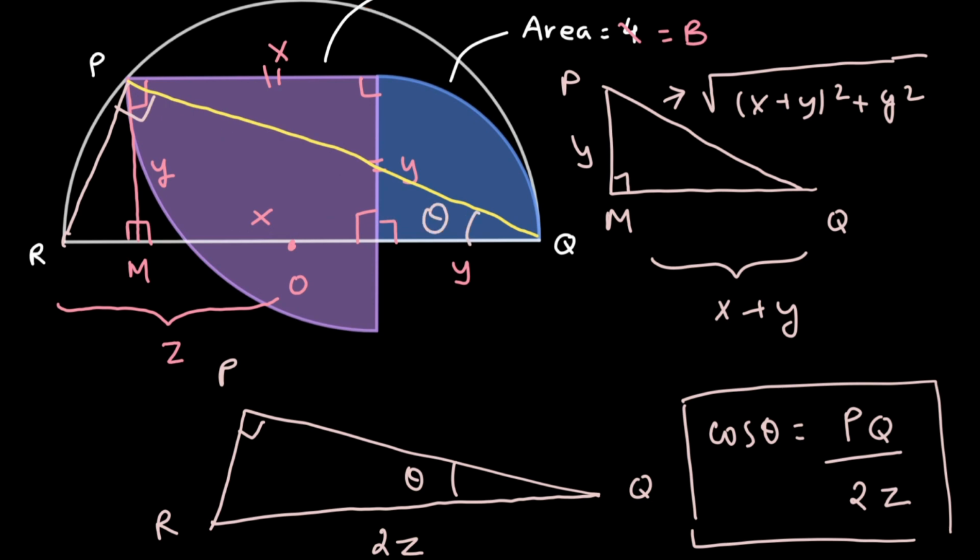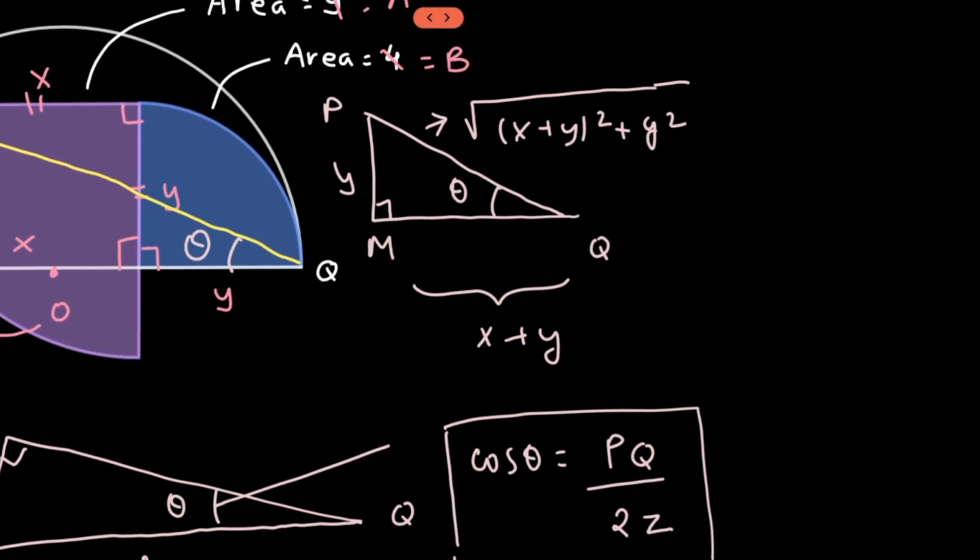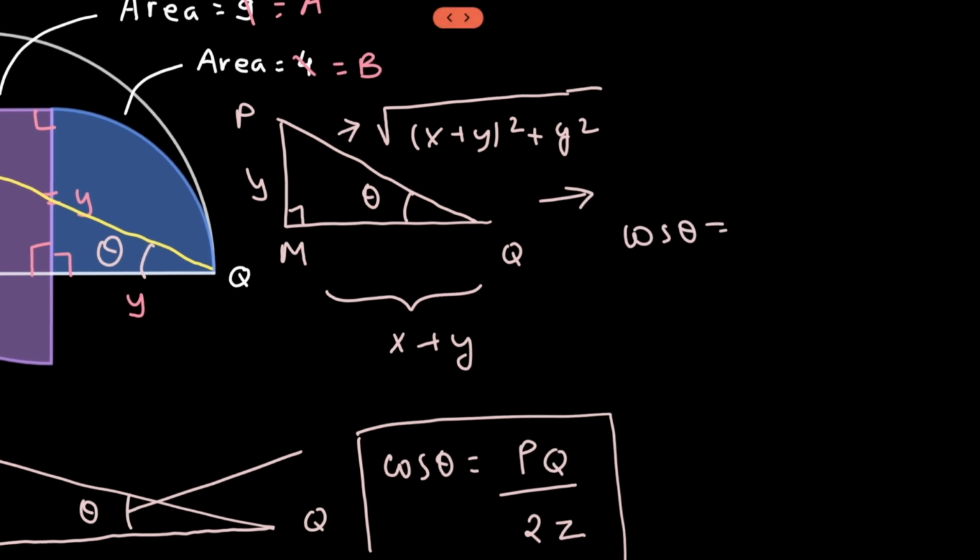Now what we can say is that the angle theta is also present in the right angle triangle PMQ like this way. So in this right angle triangle, the value of the angle PQM is theta. Hence from the perspective of this right angle triangle, the value of cos of theta would be equal to base upon the hypotenuse. The length of base is x plus y and the hypotenuse is having a length PQ.